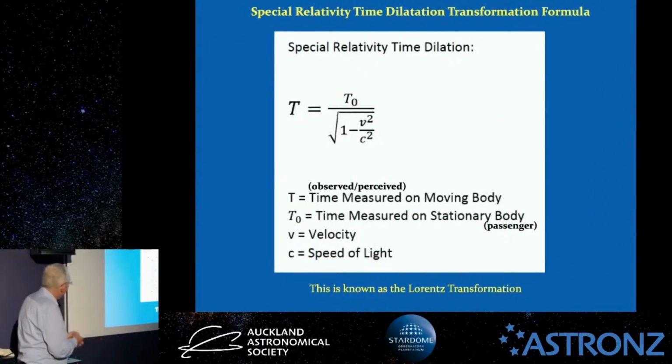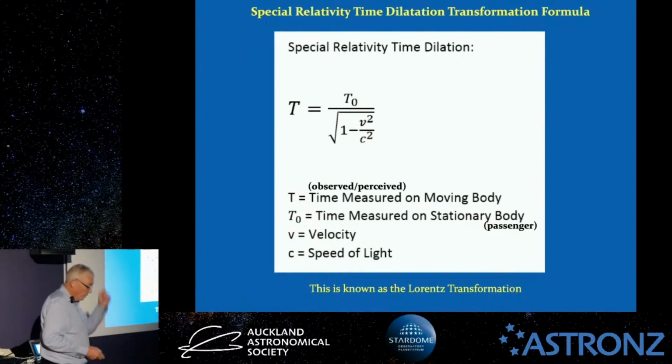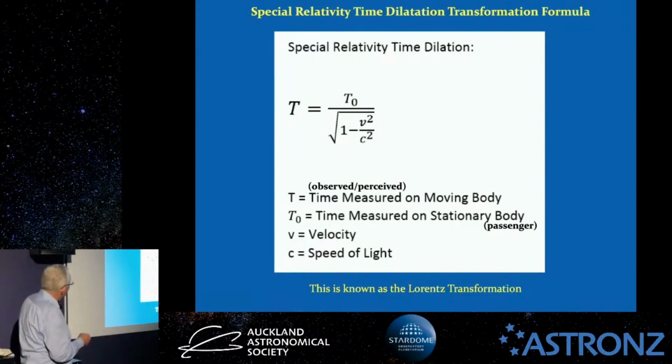So this is the time measured on the moving body. In other words, I've added these little bits in here. This is the observed or perceived time by someone sitting on the platform. T0 represents the time measured on the stationary body. In other words, the passenger, as far as the passenger is concerned on that train, he's still in his science experiment. This little light clock's working just fine, thank you very much. That's his time, that's his clock. And you put it over 1 minus the square of the velocity of the train at which it's moving, divided by the speed of light.